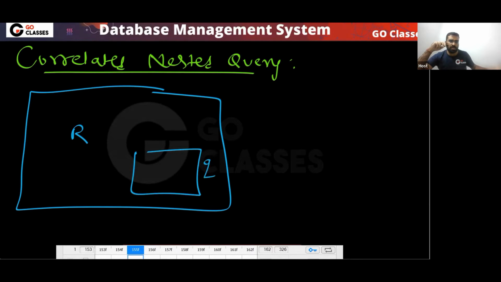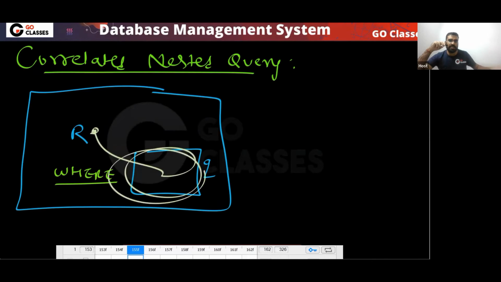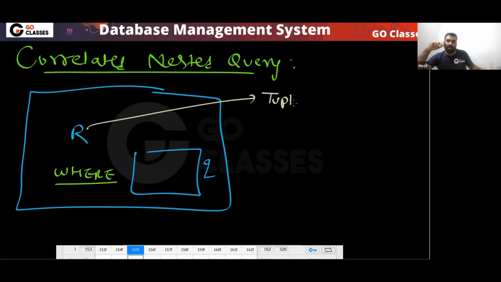This is your query. When this is in the where clause, you take a tuple from here and send it in this area. You take another tuple and send it in this area. You take another tuple, send it in this area. Correct or not? So for every tuple, you do this. It will take tuple by tuple.